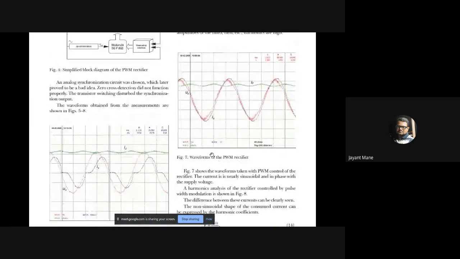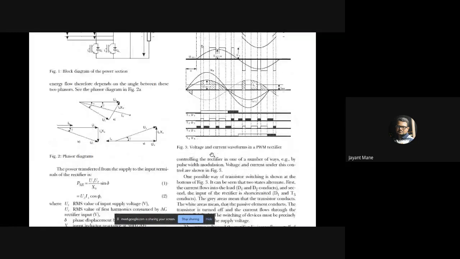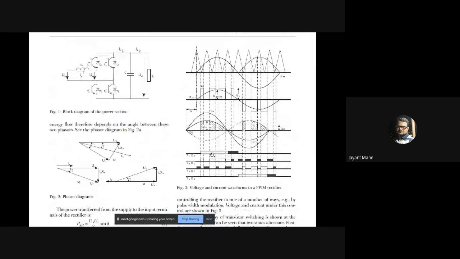Okay, so this is all about the PWM rectifiers. तर हा आपल्या रेक्टिफायर चॅप्टरचा शेवटचा पॉइंट होता.